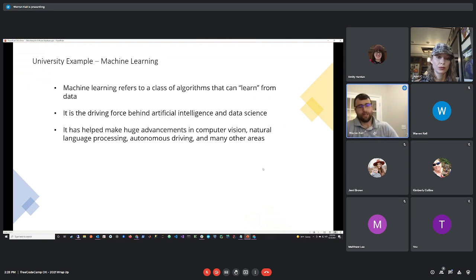Another example: I did a lot of machine learning at university. Machine learning refers to a class of algorithms that can learn from data. It's the driving force behind artificial intelligence and data science. When you hear about AI or data science, the thing doing all the work behind the scenes are these machine learning algorithms. It's made huge advancements in computer vision and natural language processing. It's why Teslas can pretty much drive themselves, and a bunch of other things.